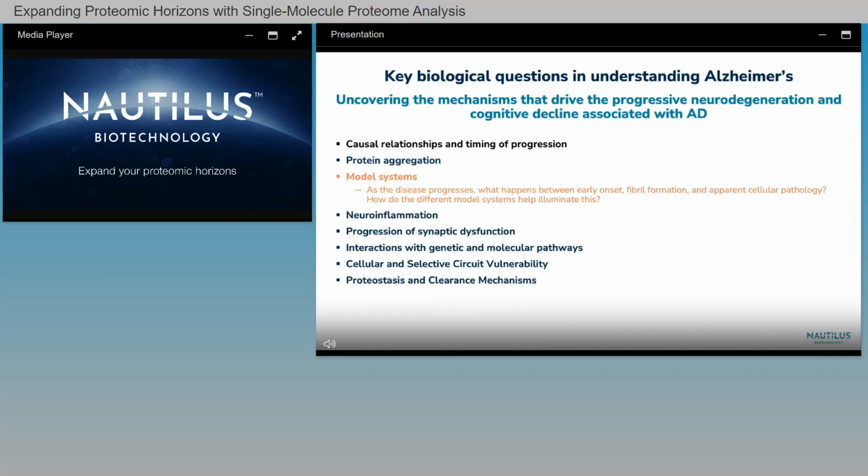And we were very fortunate, but many of the questions that are asked of these model systems tend to be grossly phenotypic, looking at things like fibril formation or cell death. Can we instead maybe go a little upstream and understand how these model systems differ from each other in their proteoform landscape?